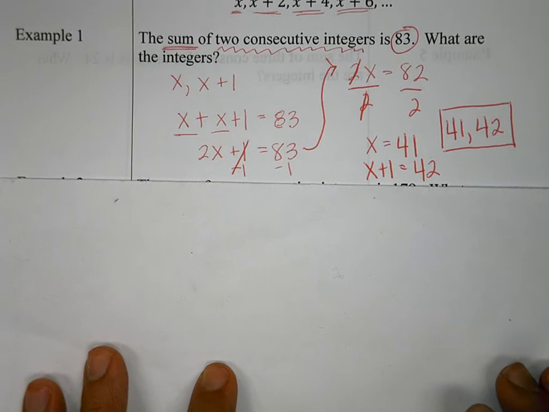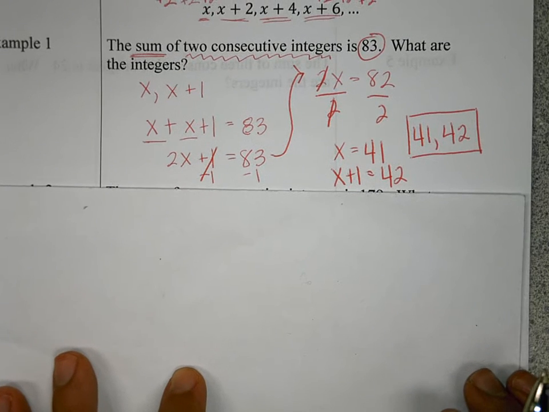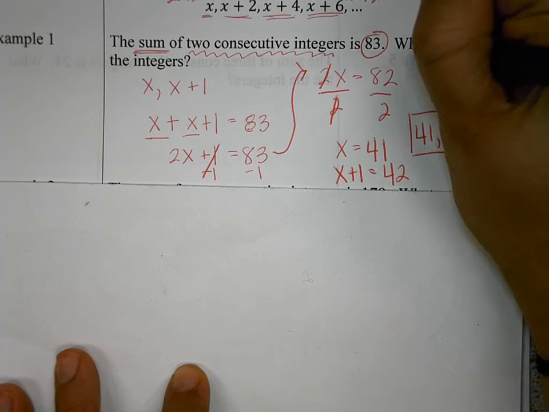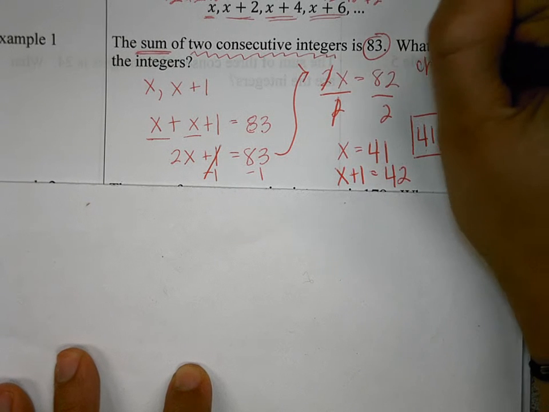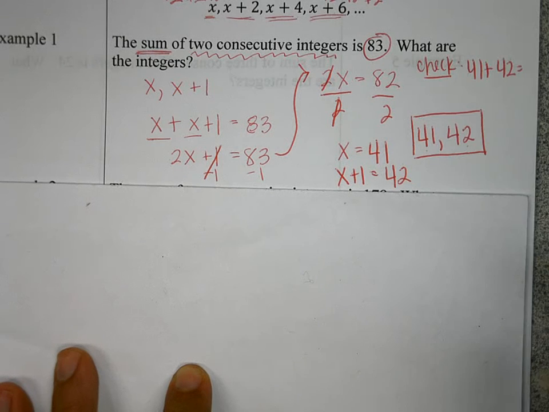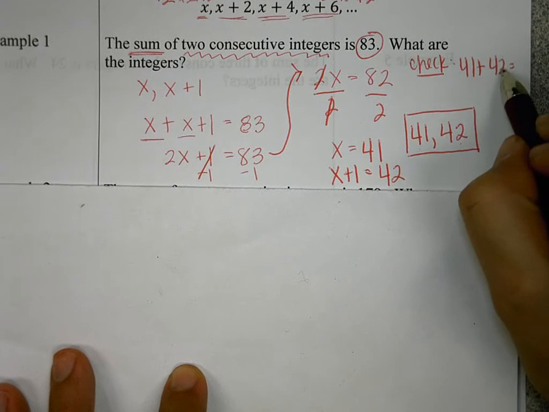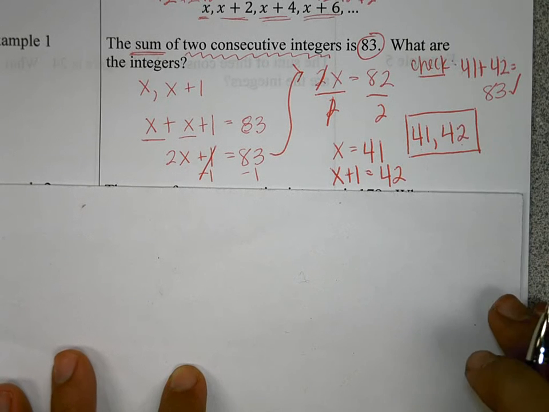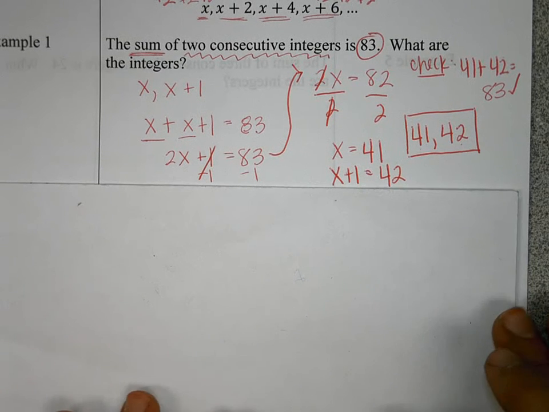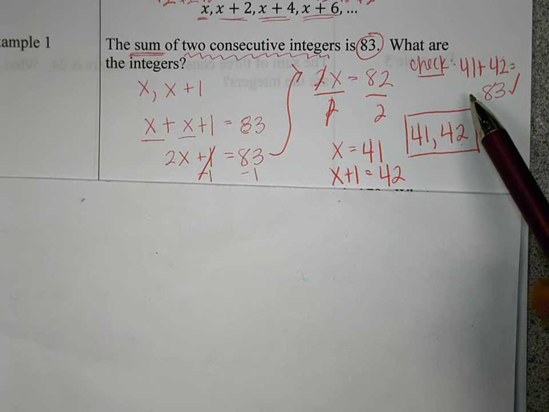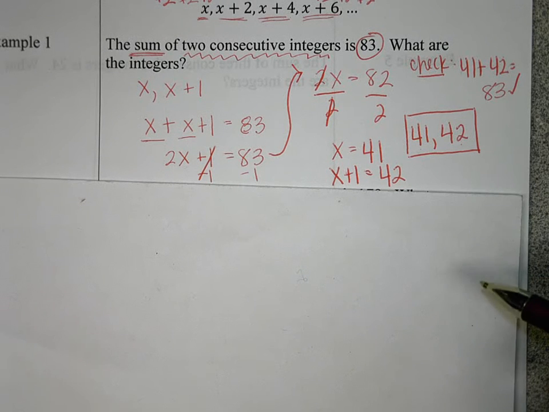We can check this by doing a quick check. 41 and 42 are consecutive. And if we add the two together, we get 2 plus 1 gives me 3, 4 plus 4 gives me 8. So we get 83 if we add the two together. So make sure that you check all of your answers, so that they add up to the correct number, because that's a really easy way to make sure you got the right answer.